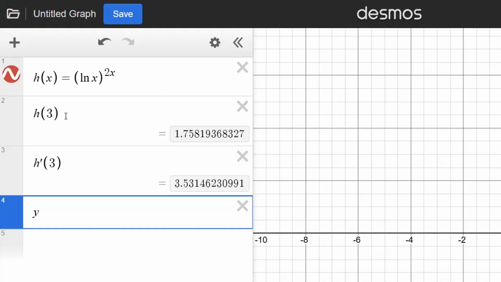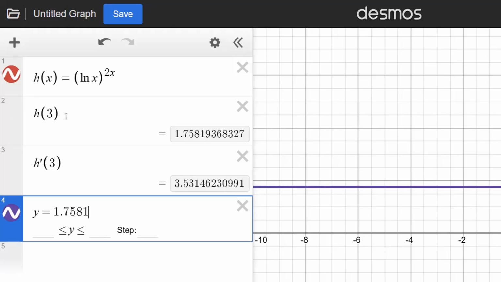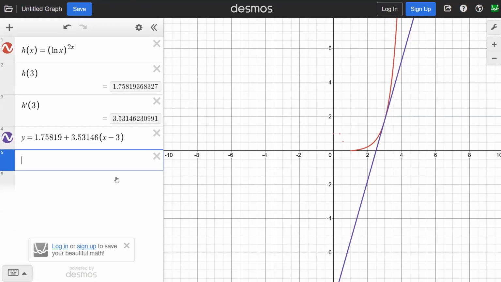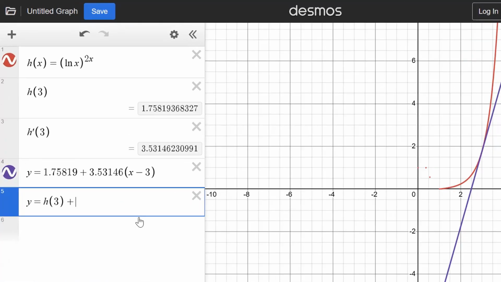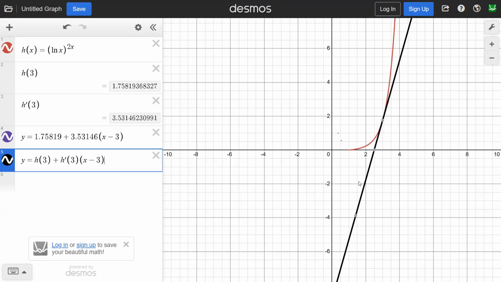So y equals, and there we have it. You could also write it in function notation like this, and you would get the same graph either way.